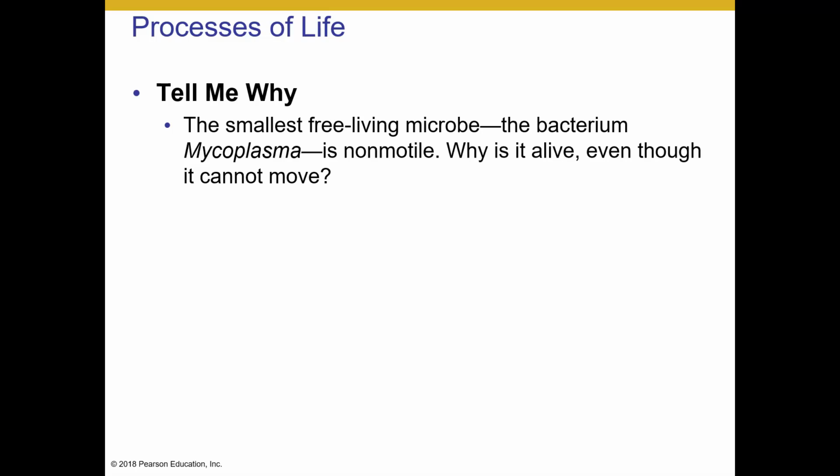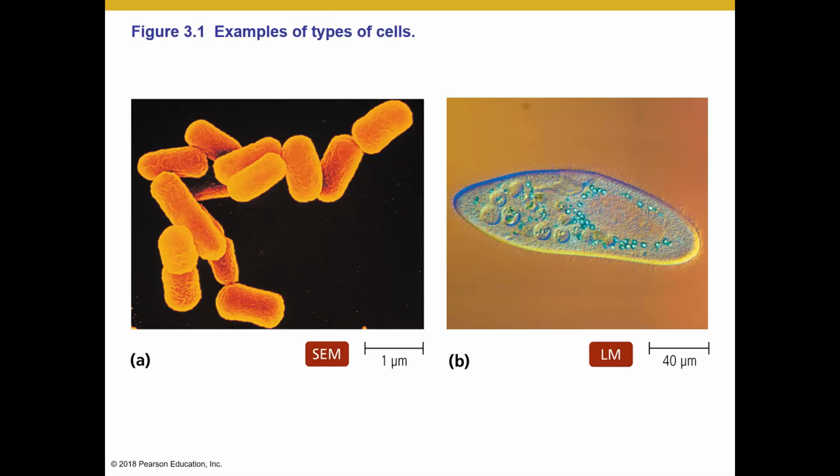Explanation. Movement isn't required for life. Mycoplasma can't swim, but it can grow, reproduce, respond, and metabolize, so it qualifies as alive. Clinically, Mycoplasma pneumonia causes walking pneumonia. Patients might not feel very sick, but it's stubborn because this microbe lacks a cell wall. That's why penicillin doesn't work against it.